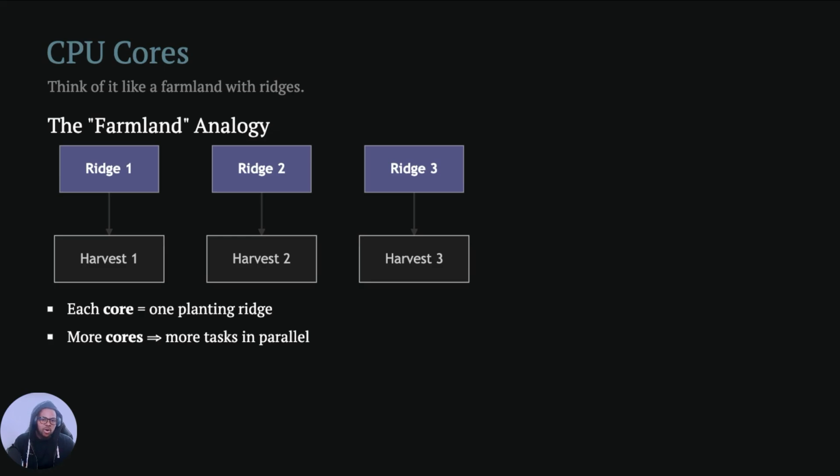So what are CPU cores? Think of cores like ridges on a farm. More ridges mean you can plant more rows at the same time, and you can also harvest more at the same time. Same for CPU cores and simultaneous tasks. The more CPU cores you have, the more tasks you can take on at the same time. Higher computational tasks may require many more CPU cores, while less computational tasks will require much less CPU.